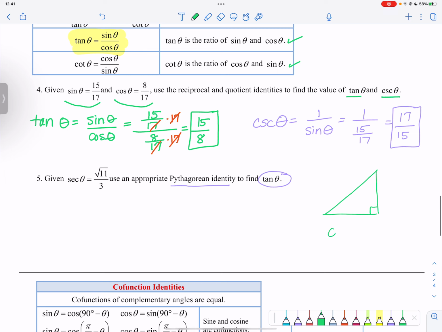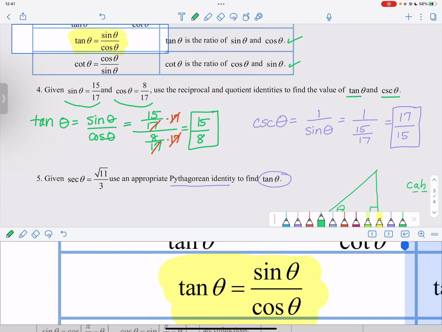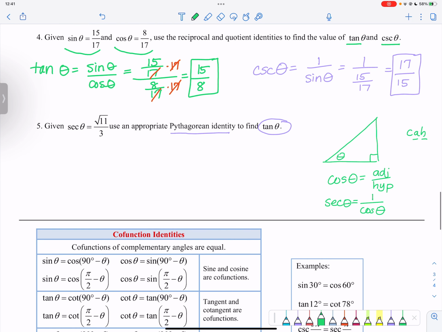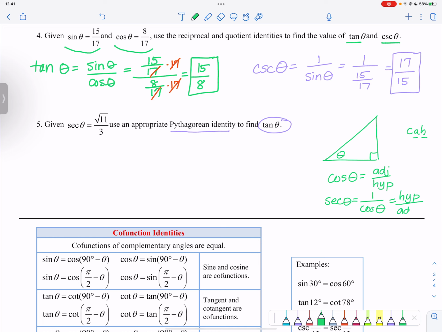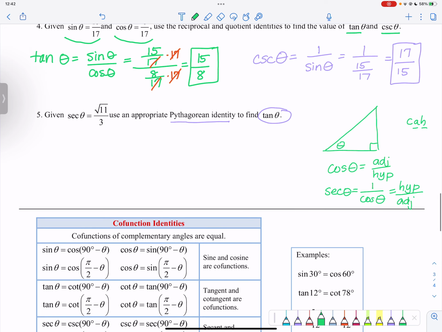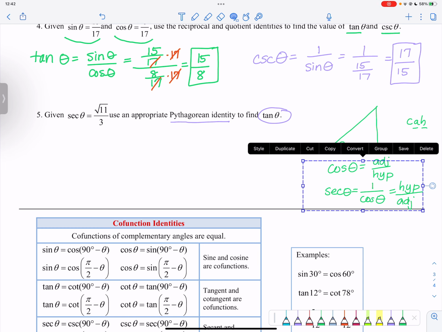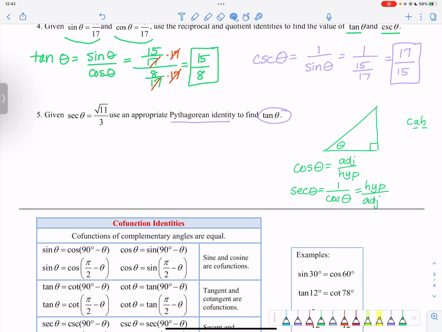Okay, so the cosine, and here's theta, the cosine of theta, remember, so toa is adjacent over hypotenuse. So the secant of theta, which is 1 over the cosine of theta, that would be the hypotenuse divided by the adjacent side. So if the secant of theta is equal to the square root of 11/3, we already know that our hypotenuse is the square root of 11, and we know the adjacent side is 3. So what can we do now?